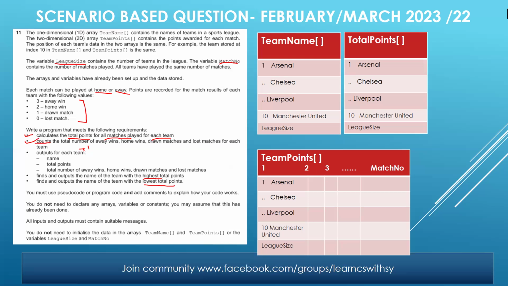Now you must use pseudocode or program code and add comments to explain how your code works. Now either you use pseudocode or you use program code, any of the programming languages that you are well versed with, for example Python, which is normally used by the students. So you can write the program using the program code also. But again, the suggestion is be very cautious with each and everything if you're writing the program in Python or any programming language. You do not need to declare any arrays, variables, or constants. You may assume that this has been already done for you.